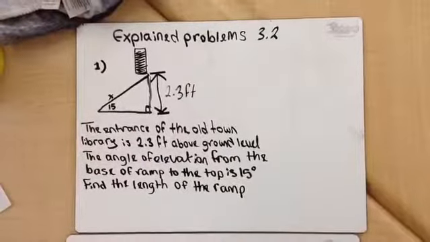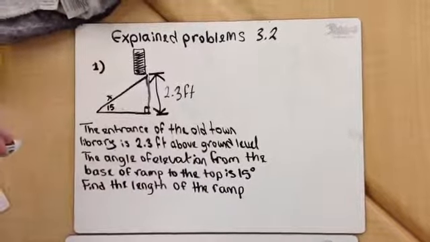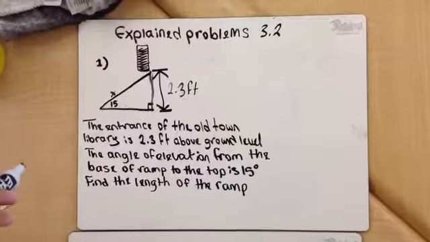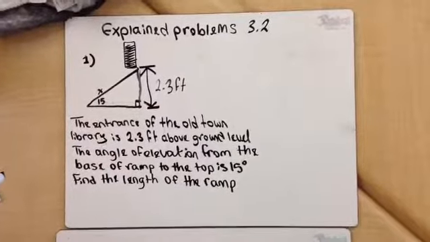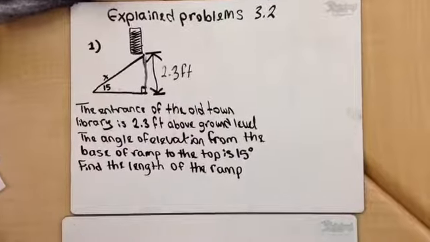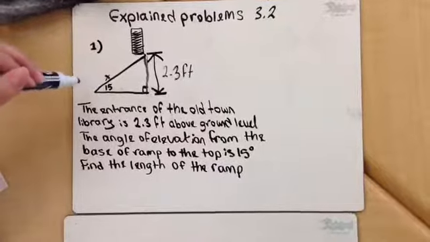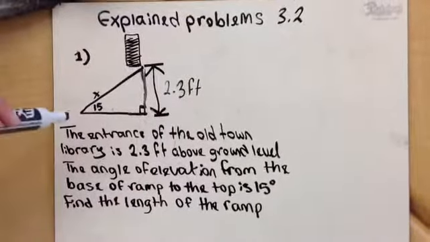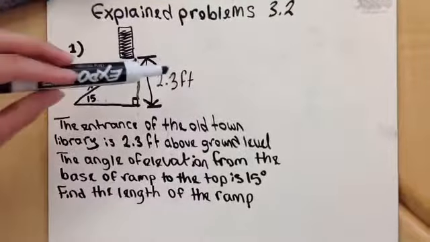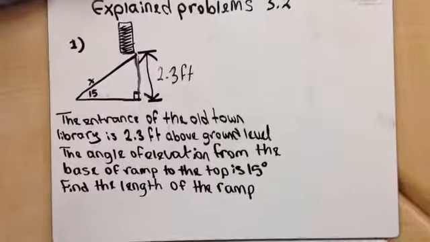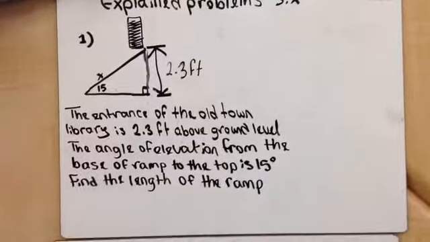Okay, so we're gonna try a problem out. The question asks, the entrance of the Old Town Library is 2.3 feet above ground level. The angle of elevation from the base of the ramp to the top is 15 degrees. Find the length of the ramp. So here's the picture. This is X, and it gives us the angle, which is 15, and also gives us the height, which is 2.3 feet. We are going to use sine because it's opposite over hypotenuse.